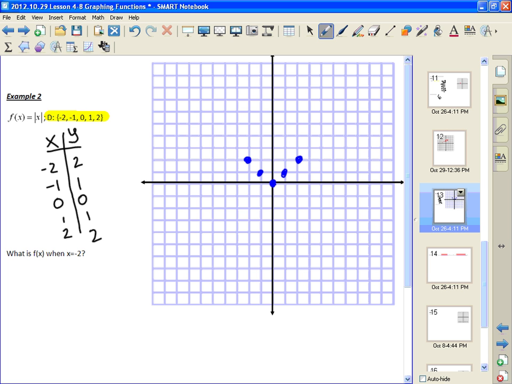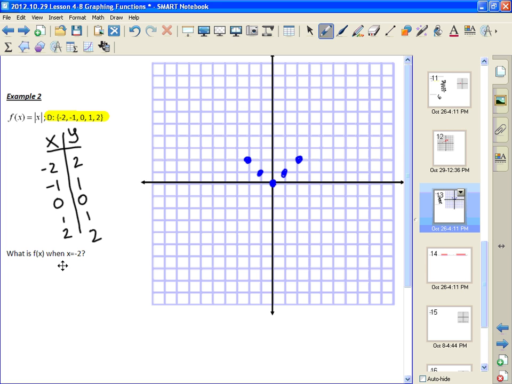Okay, so should I connect my dots or not? No. I should not connect them because, why? Because it's discrete. Yeah, because it gave us these specific points right here. It's discrete, so we just put dots on our graph.